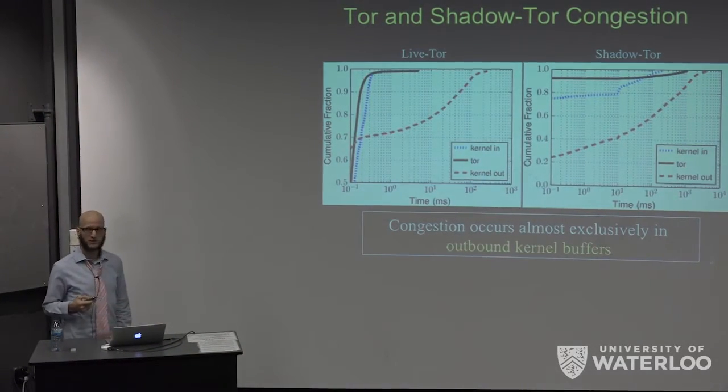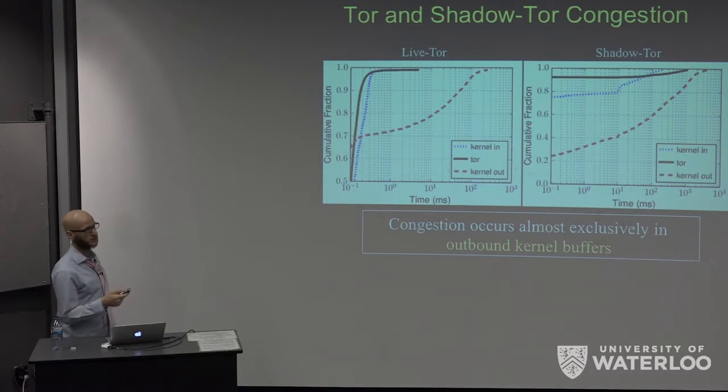We measured 3 relays in the live network using the first approach, libkqtime. So the data for that experiment is here. And then we measured all 3,600 of our Tor relays running in Shadow, and the data for the congestion for those nodes are over here. So I split the data into kernel input congestion, Tor congestion, and kernel output congestion.